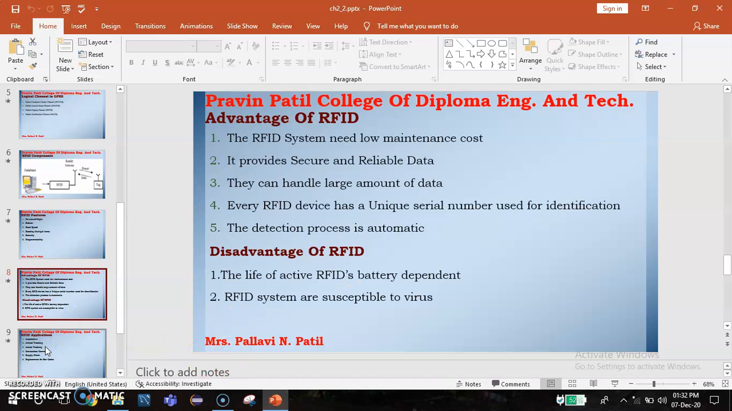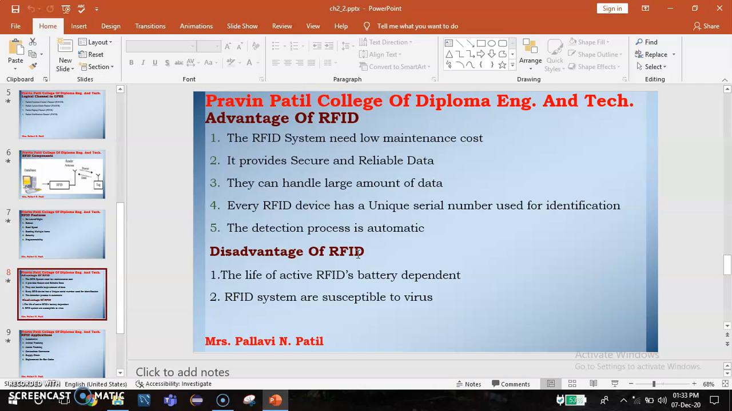The next, the advantages of the RFID. RFID systems need low maintenance cost. It provides secure and reliable data transfer. They can handle a large amount of data. Every RFID device has a unique serial number used for identification. The detection process is automatic.